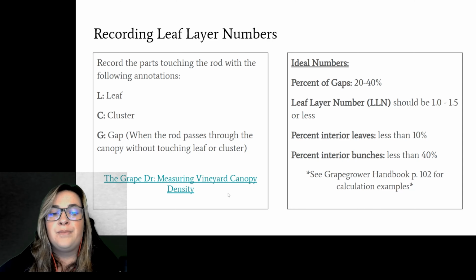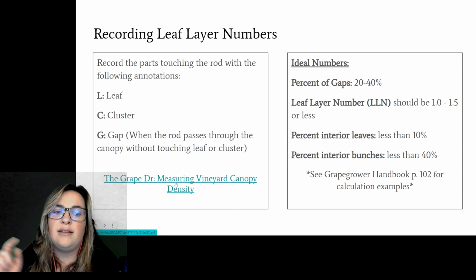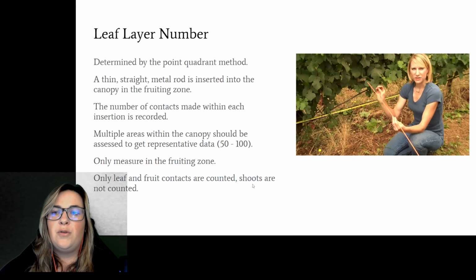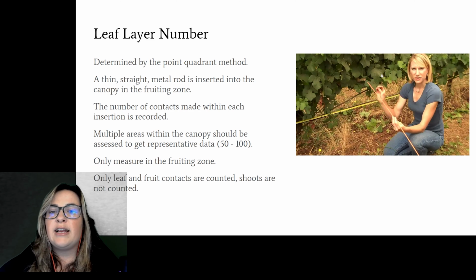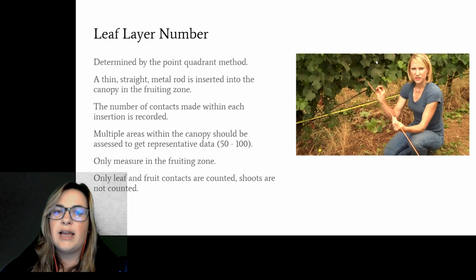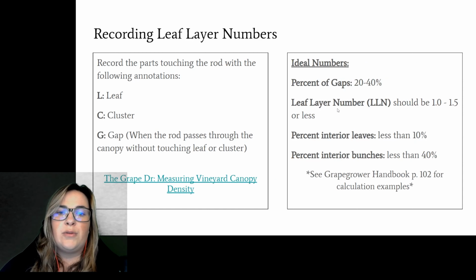Also, this in the teal blue color here is a link to a YouTube video with this nice professor at Oregon State University. She goes over the process very nicely for how to determine your leaf layer number. She goes through and shows you how she does that. So you can look more into that.